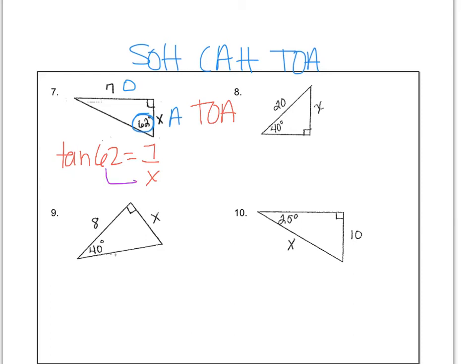These are just like the last problems with X on the bottom. We like to get that untrapped. We're using the magic elevator to move it up. And I'm going to have that X is equal to 7 stays where it was over the tangent of 62. If you type that in your calculator, you should get 3.7.